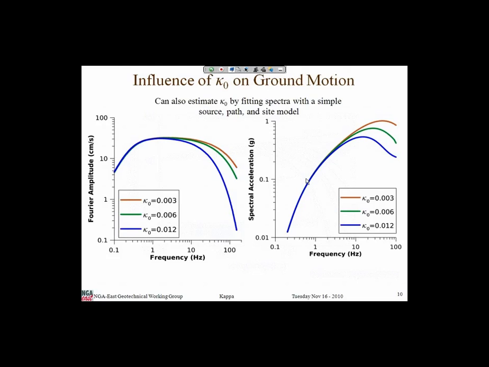Okay, influence of kappa on ground motion. On the left is a Fourier spectrum in log-log space in terms of frequency. This is just for three different kappa values. These happen to be the three different kappa values that EPRI proposed in their 1993 model. And then on the right is the effect on the acceleration response spectrum.